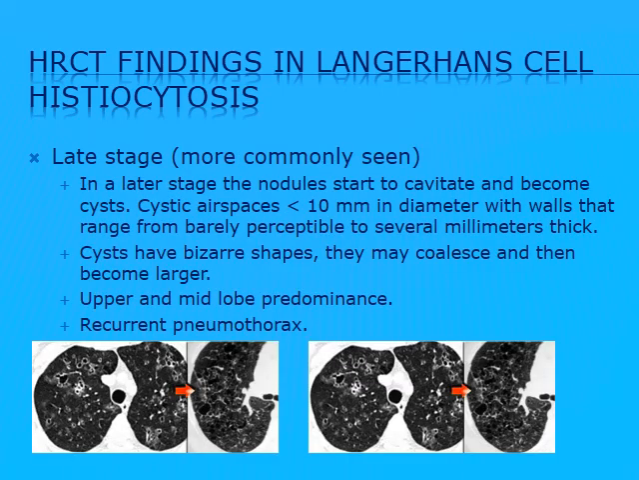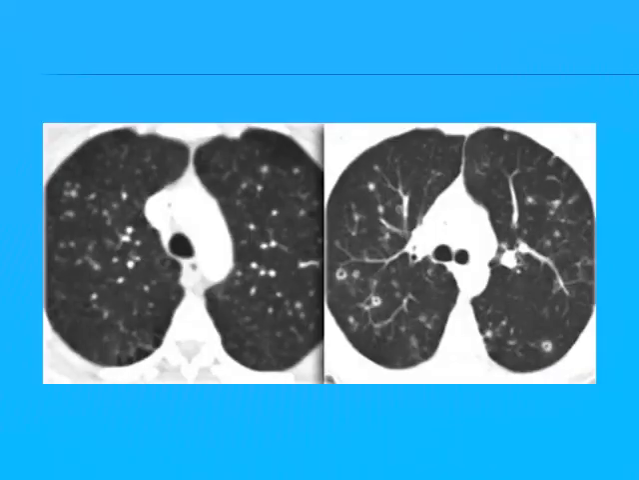Later on, these nodules enlarge, cavitate, forming cysts of relatively bizarre shape, thick wall, like this. Okay? So it starts as centrilobular nodules, then these cysts enlarge, have bizarre shape and coalesce, and then become larger in size. As we have told you, upper and middle lobe predominance is important. Recurrent pneumothorax can occur. Again, nodules that enlarge and cavitate, making bizarre cysts.